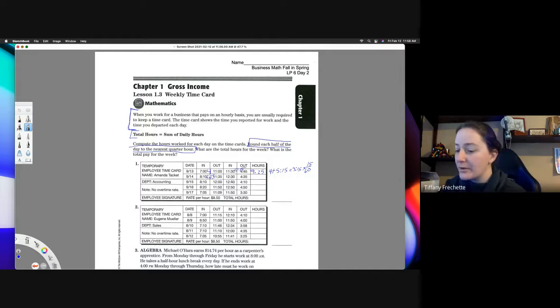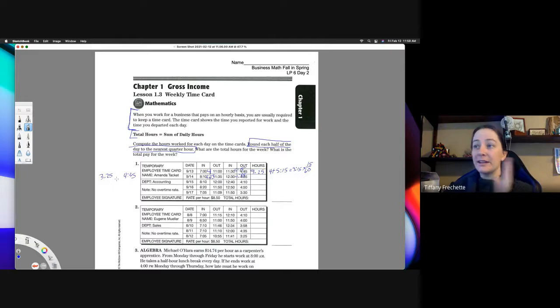And then between 12:30 and 4:35 would be 4 hours and 35 minutes. Sorry, I know that's a little sloppy writing it in there, so I can write it off to the side. So we had 3 hours and 25 minutes and then we had 4 hours and 35 minutes. So this was the first half of the day, second half of the day. So make sure when you come over here, because we have to round each half of the day to the nearest quarter hour.